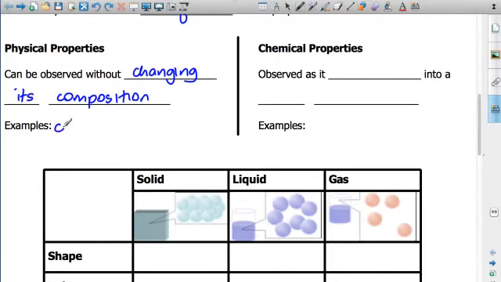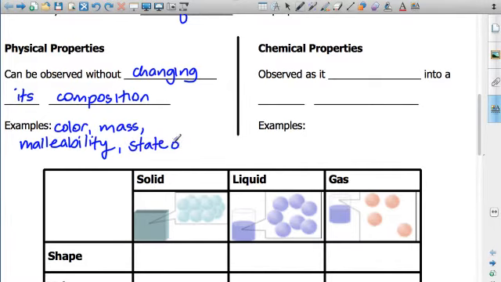A physical property is a property that can be observed without changing its composition. An example is color, mass, or malleability. Malleability is the ability to be hammered into a thin sheet. So copper is malleable. You can take a chunk of copper, hammer it into a thin metal sheet. State of matter is another physical property, whether it's a solid, a liquid, or a gas.